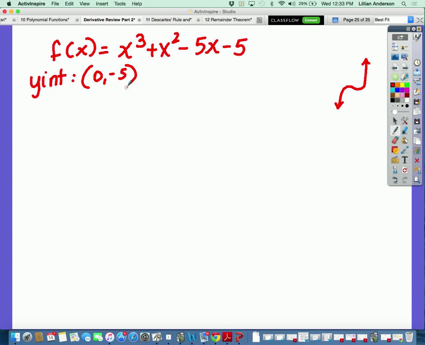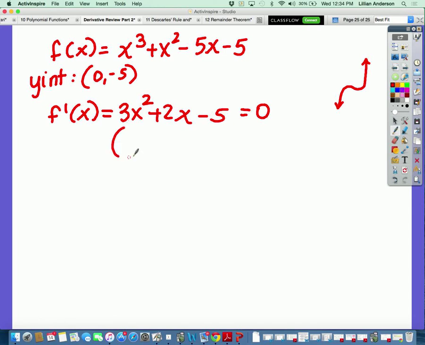What about some extrema? How do I figure out my extrema? Take the derivative and then set it equal to 0, okay? So what is my derivative here? 3x squared plus 2x minus 5. And we'll set that equal to 0, okay? Can we factor this? Yes.